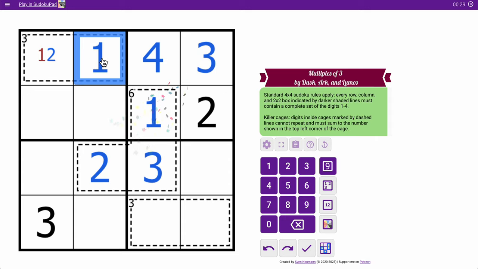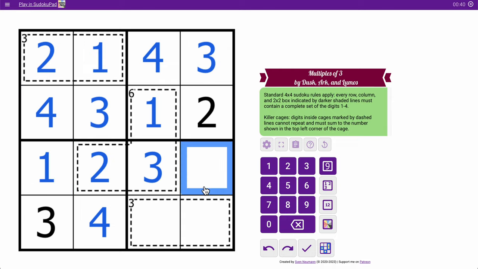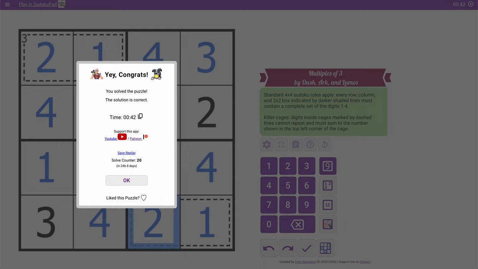This now can't be 2, so it's 1 and 2. These are 3 and 4, but this can't be 3, so that's a 4. This is 3. That's 4. This is 1. That's 4. That's 1. That's 2. And I did this inside of a minute.